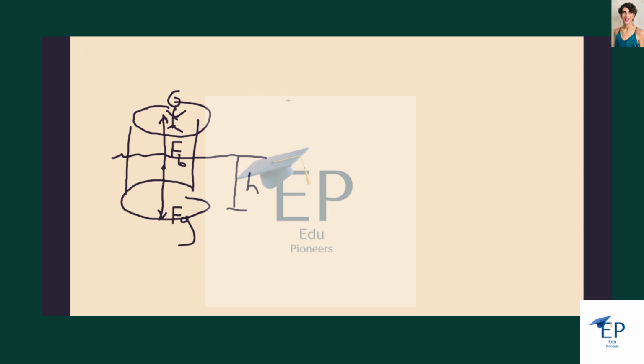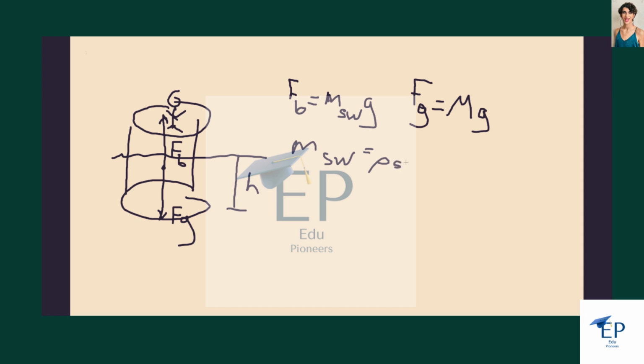Now, we know from Archimedes' principle that the force of buoyancy is equal to the weight of the seawater displaced, so the mass of the seawater times g. And we know that, as usual, the force of gravity, F sub g, is just the mass of the buoy, which I'm going to call capital M, times the gravitational constant g. Now, to figure out the mass of the seawater displaced, we're going to need to know the density of seawater, which is just a number given to us by the book, and the volume of seawater displaced.